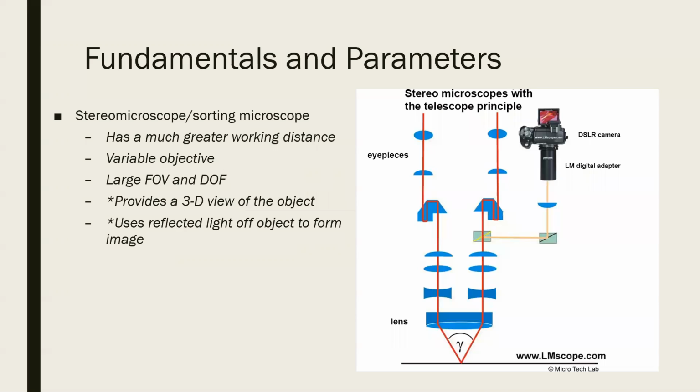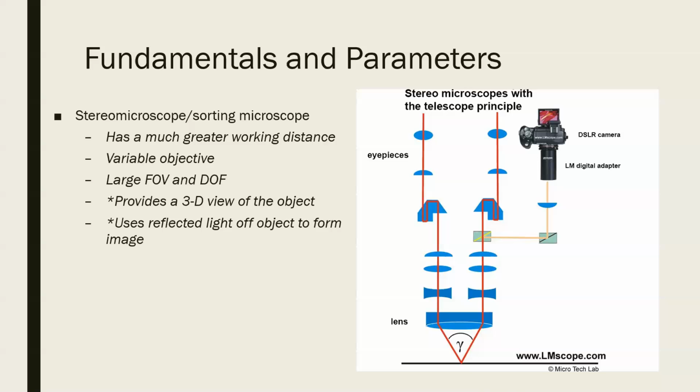Now, the fundamentals and parameters of the stereo microscope, which is also known as a sorting microscope, is that it has a much greater working distance. Also, I have to credit where credit is due. Most of this information is from Dr. Luke's slides. The objective lens is much further from what you're actually looking at. It also has a variable objective, which was very important for me to get the proper zoom and the proper field of view. And on the topic of field of view, it has a large field of view, which was important. Once again, I needed to get the full image of what I was looking at.